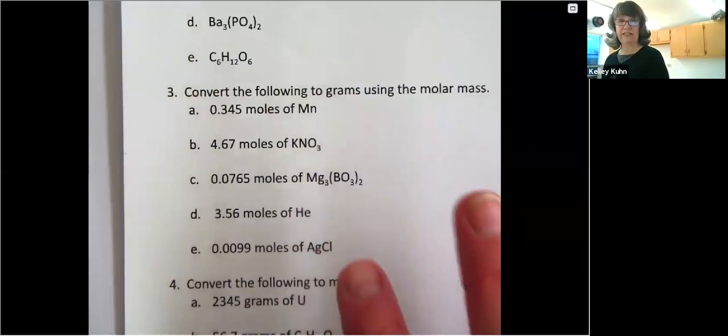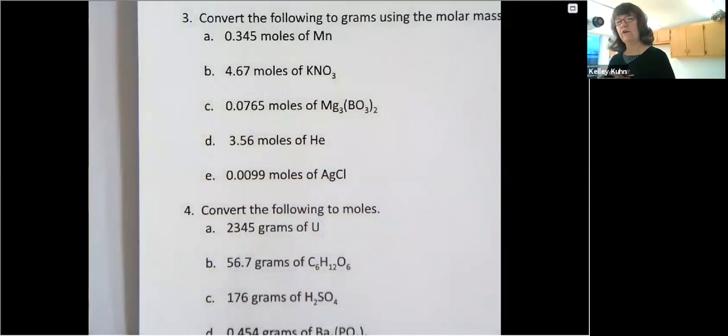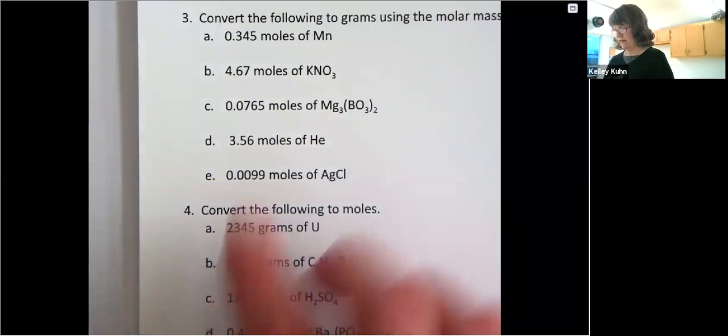So in our next section, we are now going to use those quantities to convert back and forth between grams and moles. Why do we need to do that? Well, grams are handy because we can measure them out on a balance, but it doesn't tell us the individual number of atoms or molecules. And elements and atoms and molecules react atom to atom, molecule to molecule, not gram to gram. So let's see what I mean by that.